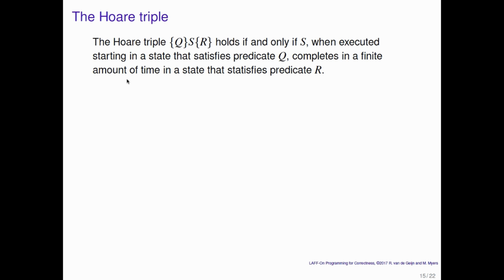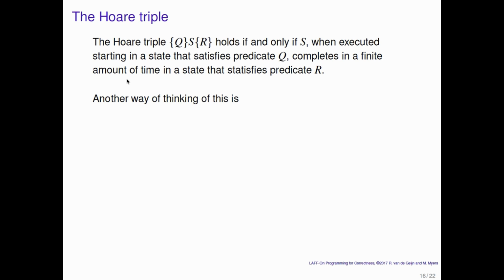So this is known as a Hoare triple, named after Sir Anthony Hoare, who introduced this first. The Hoare triple Q S R holds if and only if S, when executed starting in a state that satisfies predicate Q, completes in a finite amount of time in a state that satisfies predicate R.